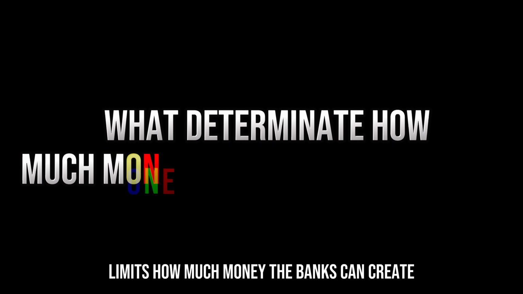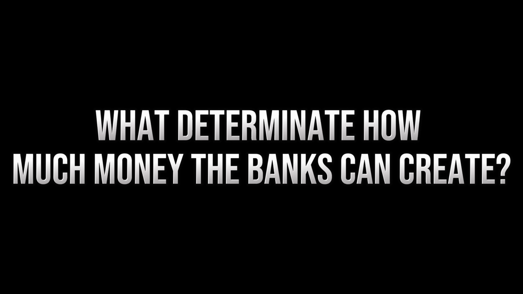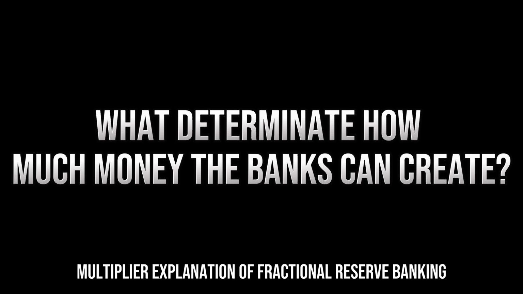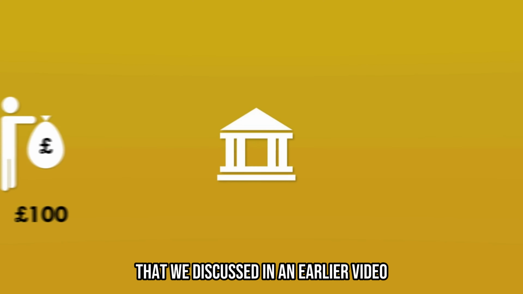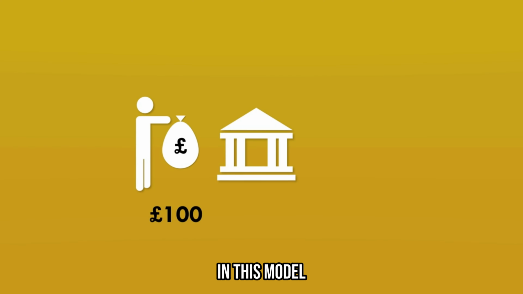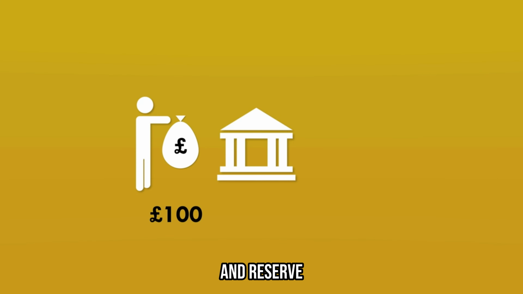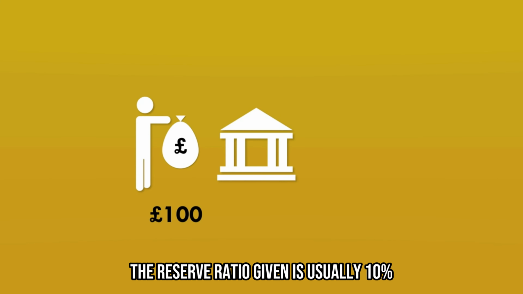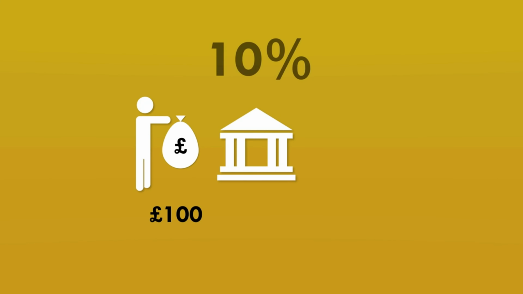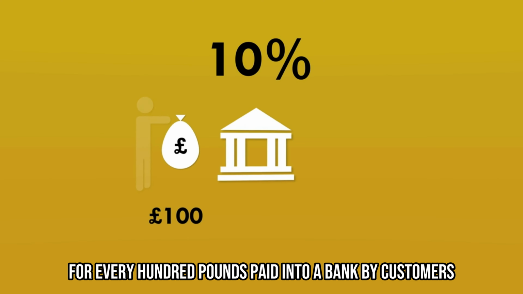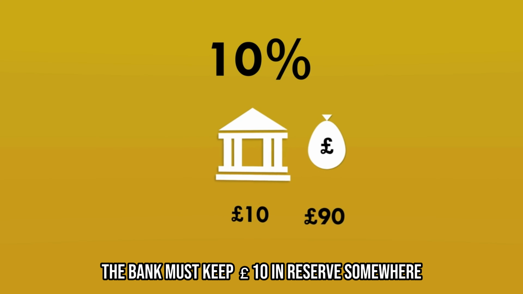So what actually limits how much money the banks can create? You've probably seen the standard multiplier explanation of fractional reserve banking that we discussed in an earlier video. In this model, the banks have to keep a percentage of their customers' money in reserve. The reserve ratio given is usually 10%, which means that for every £100 paid into a bank by customers, the bank must keep £10 in reserve somewhere.